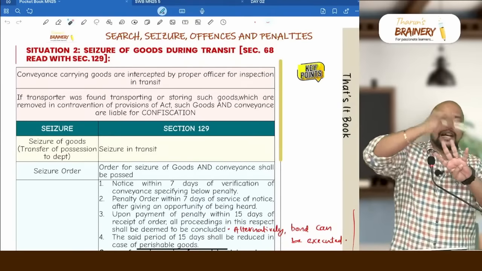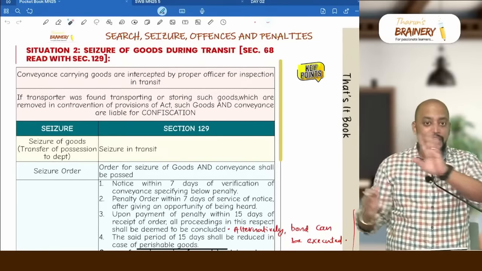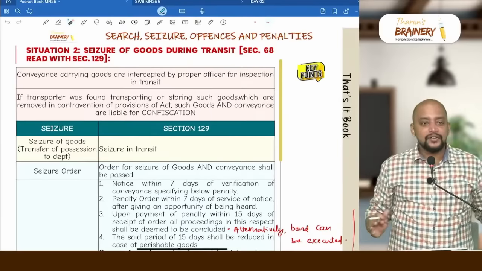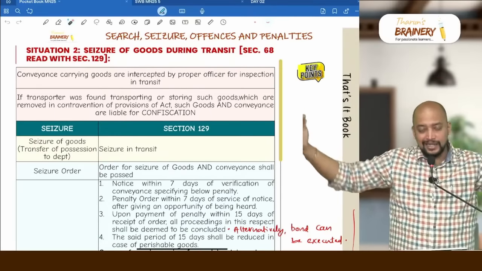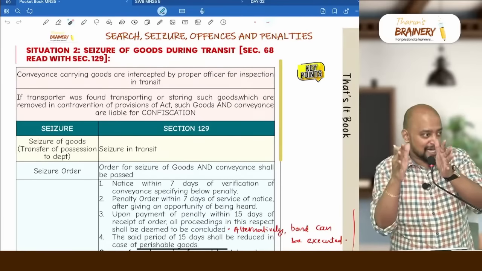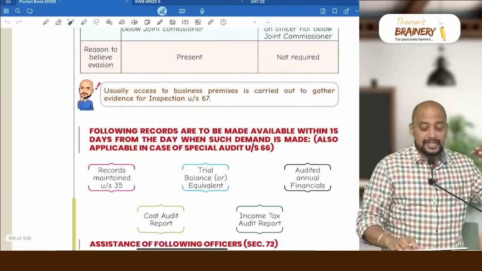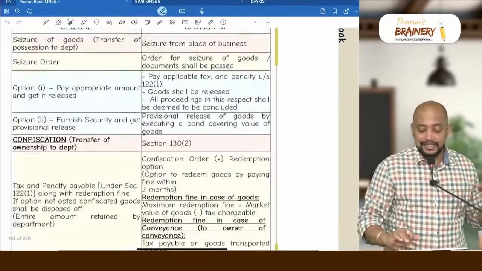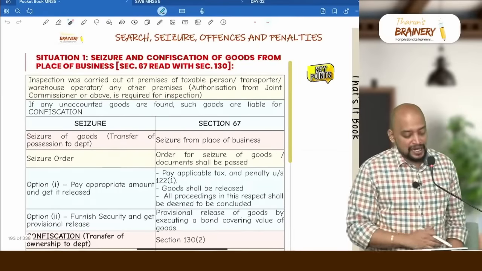In that, first and last is one combo: 67, 68, 129, 130, okay. First and last is combo 1. What is that? Section 67 read with section 130. Then the middle 2 is a combo, 68 read with section 129, okay. So the first one is search in premises, the second is search during transit. Now look into this, search in the premises.